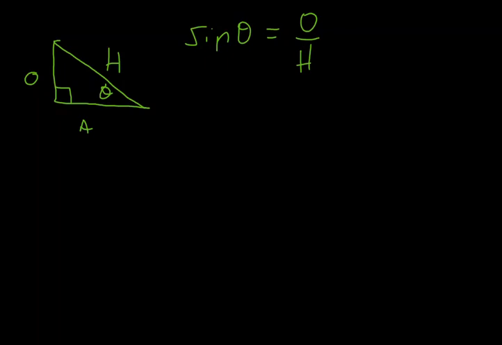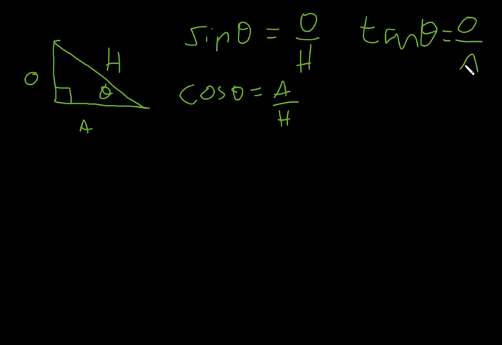And you probably know the phrase SOHCAHTOA. Sine is opposite over hypotenuse. Cosine of theta is adjacent over hypotenuse. And then the tangent of theta is opposite over adjacent, which is equal to sine of theta over cosine of theta. And so these are the main identities. And then there's going to be a few others that you should know.